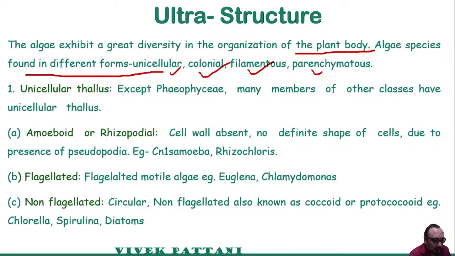So the algae exhibit a great diversity in the organization of the plant body, and algal species are found in different forms: unicellular, colonial, filamentous, and parenchymatous forms.